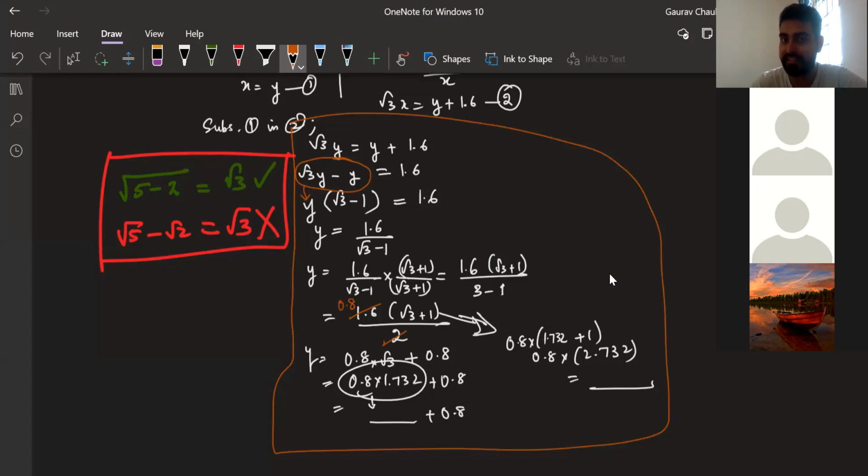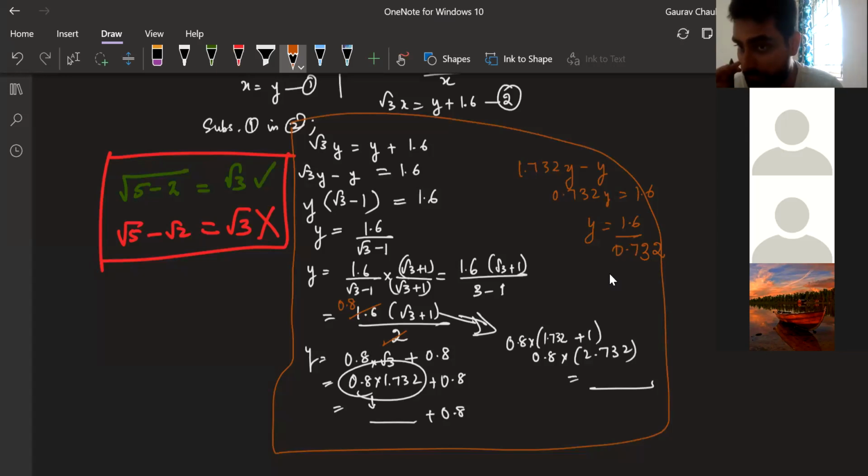I cannot directly subtract that term. If it was 3x minus Y, I would have got 2x. But it's not 3x minus Y, it's root 3x minus Y. That's an irrational number. If I go down G's method and I write 1.732 Y minus Y, that is also okay. But it will give me a very big division. It will give me 0.732 Y is equal to 1.6. So Y is equal to 1.6 by 0.732. You don't have time to do this division in exam. So that's not the method I'm going to do.